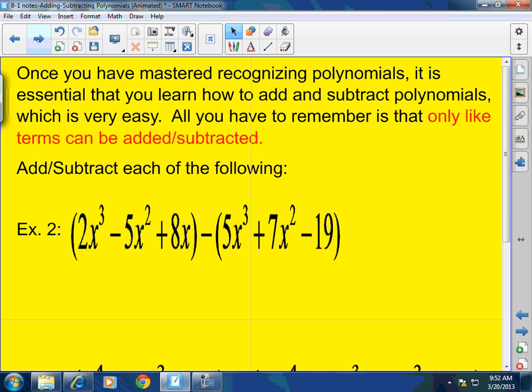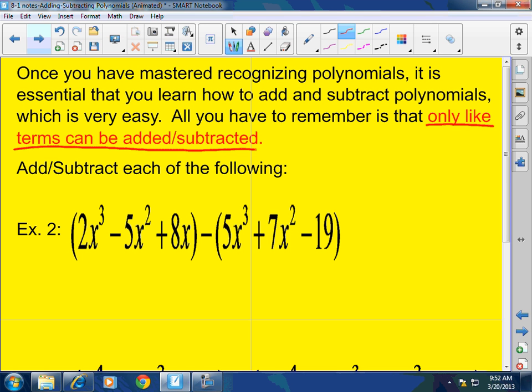Okay, now, once you have mastered recognizing polynomials, it is essential that you learn how to add and subtract polynomials, which is very easy. All you have to remember, only like terms can be added or subtracted. Only like terms can be added or subtracted. Okay? So let's do this, guys.